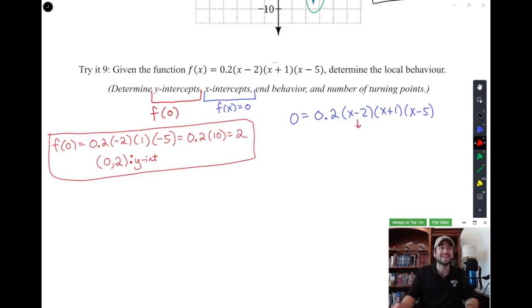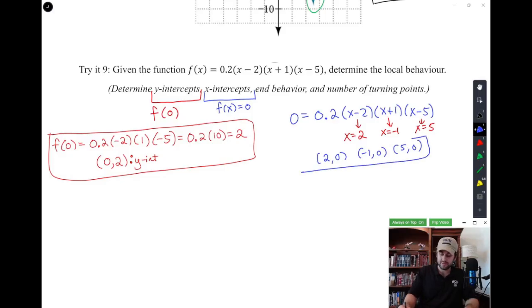So we just set each of those x factors equal to 0. So x equals 2, x equals negative 1, and x equals 5. From each of those factors, all factors give you a 0, and so each of those factors gives us a 0. And so we have the x-intercepts of (2, 0), (negative 1, 0), and (5, 0). And those are your x-intercepts.